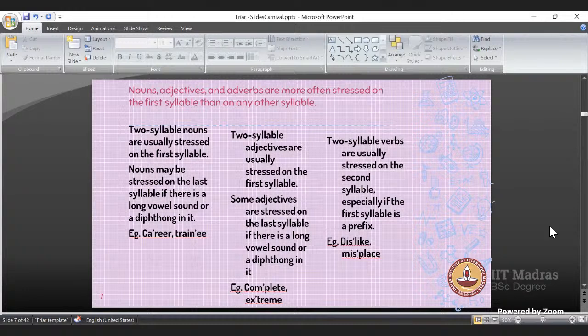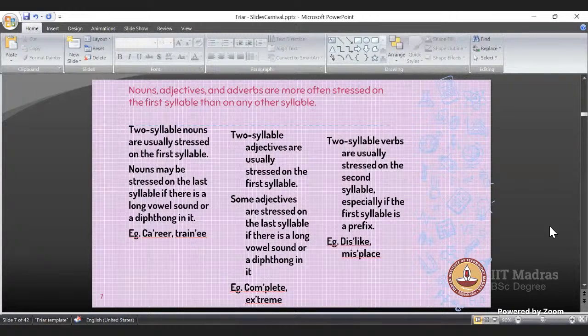In such cases, the stress falls on the last one. Keep this in mind. Normally they fall on the first syllable, but if your last syllable has a longer vowel, then the stress might shift to that part. Because a long vowel is more sonorous, it will have more peak. So automatically that is going to take the stress. So that's about nouns, and this applies to the other words as well, like the adjectives.